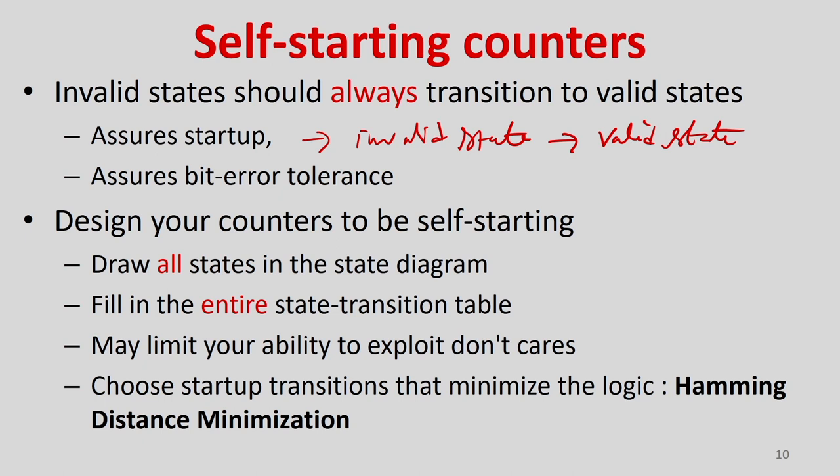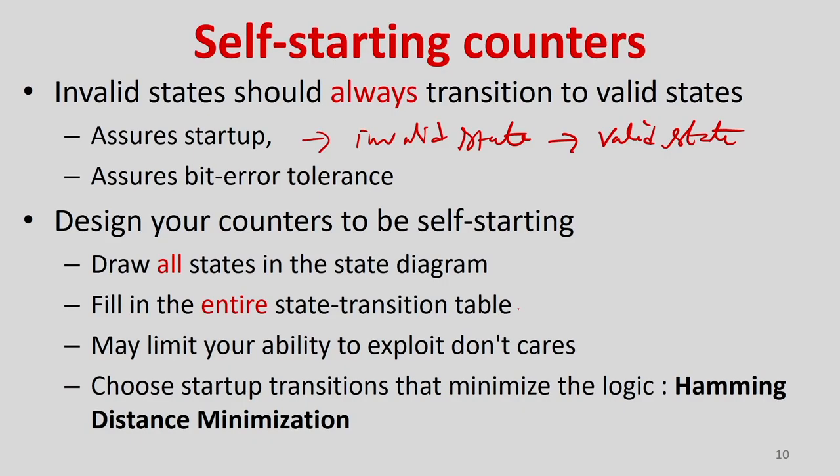Draw all states in the state diagram. So, if you are using 3 bits, we require 5 states, but the other 3 states should also be included in the state diagram to make it self-starting, and fill the entire state transition table. That is the most important thing, and it may limit our ability to exploit don't care, because if we have only 5 states out of 8, then since 3 are unused, for the unused ones we can use don't care, but it may create problems.